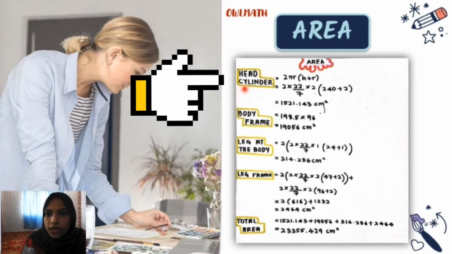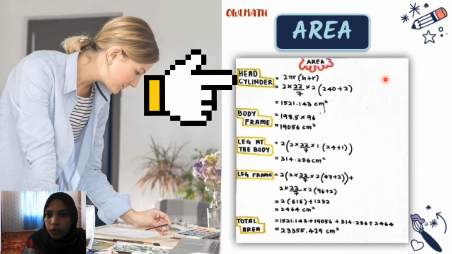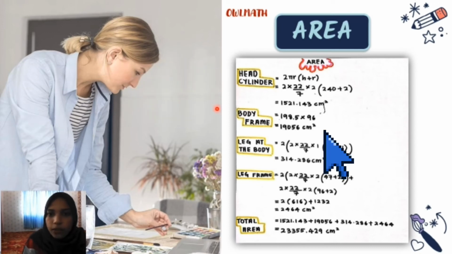The formula is 2πr(h + r), and the calculation is 2 times 22/7 times 2 times (240 + 2), and the answer is 1521.143 centimeter square. For the body frame, since the shape is a rectangle, the common formula is width times length. So the calculation is 198.5 times 96, and the answer is 19,056 centimeter square.